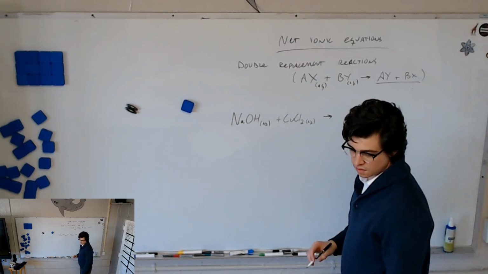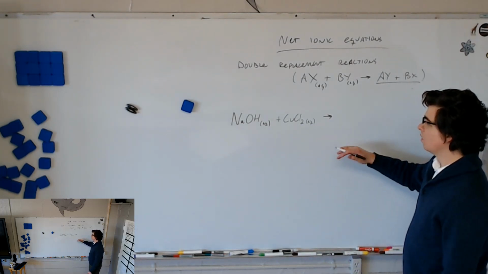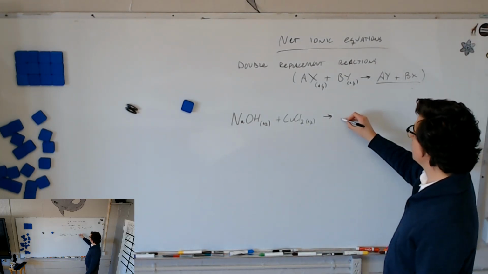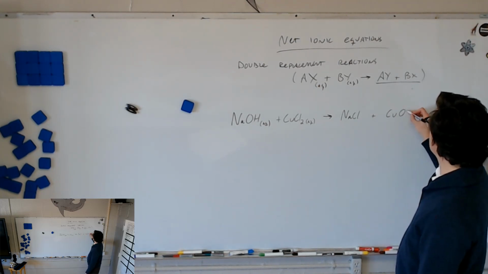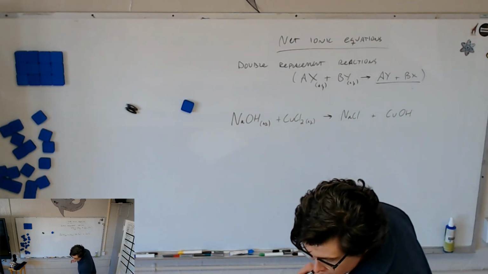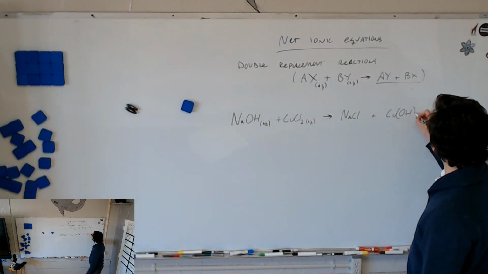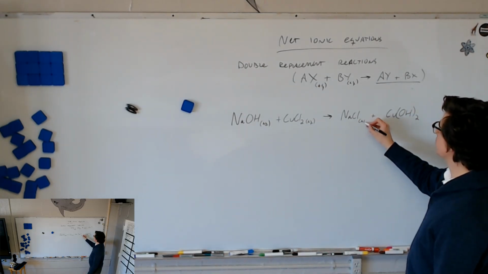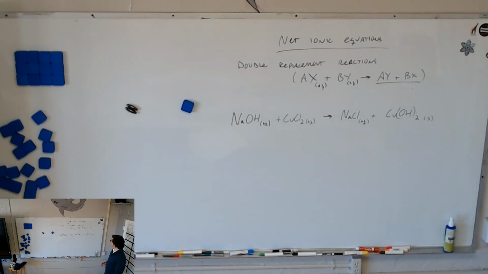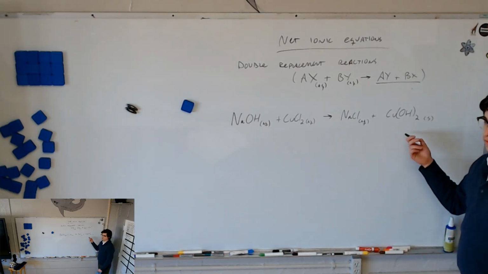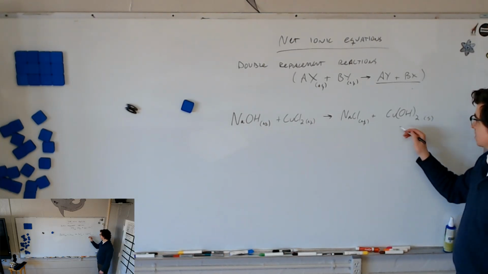Yields, it says, well, we don't even have to look in the book, do we? They switch their partners. So it's going to be NaCl plus Cu(OH)2. NaCl is an aqueous solution according to the book, and Cu(OH)2 is a solid. It works because one of them is a solid. And so the first question is, did this occur? The answer is yes, because look, this is a solid.